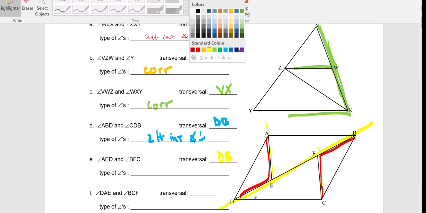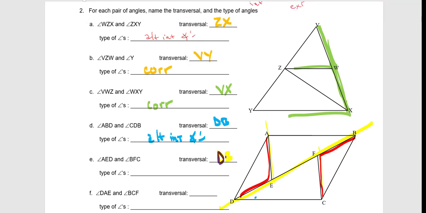Get a better colored pen here. DB. And that's going to be alternate exterior angles, because if I look at these two lines here, the two angles we're talking about are on the exterior of those two lines.